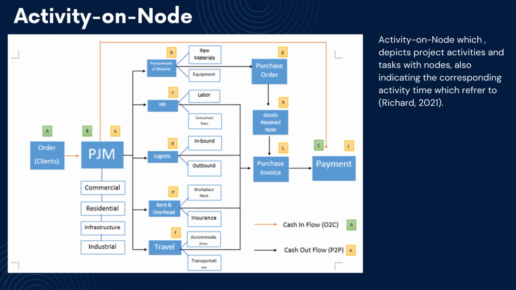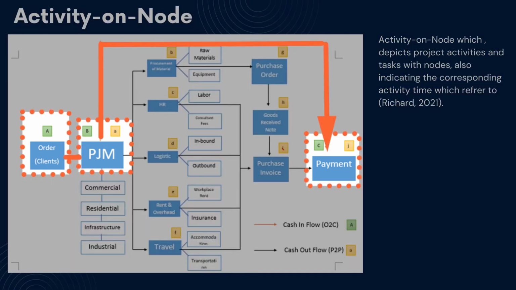Apart from that, we also need to define what is activity on node, AON, which depicts project activities and tasks with nodes, also indicating the corresponding activity time, which refers to Richard's 2021 article. So let me show the AON for our construction process.